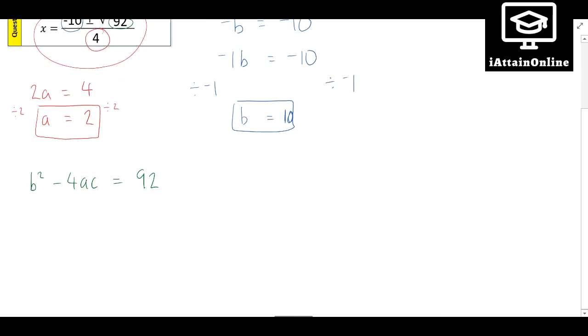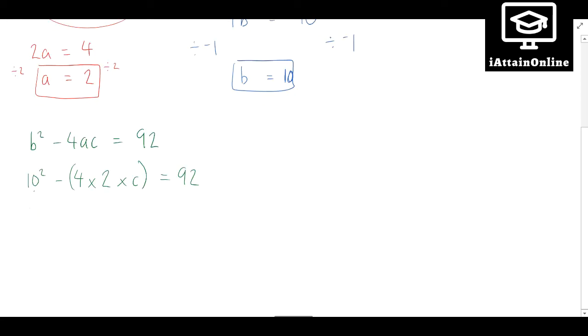Okay, so now that I know what my values for a and b are, I can substitute those into this b squared minus 4ac bit. So if b is 10, b squared, 10 squared, take away. I do also know what a is, and that's 2. And I know that when I do that, I get 92. So 10 squared gives you 100, take away 4 times 2 is 8 times c gives you 8c, is 92.